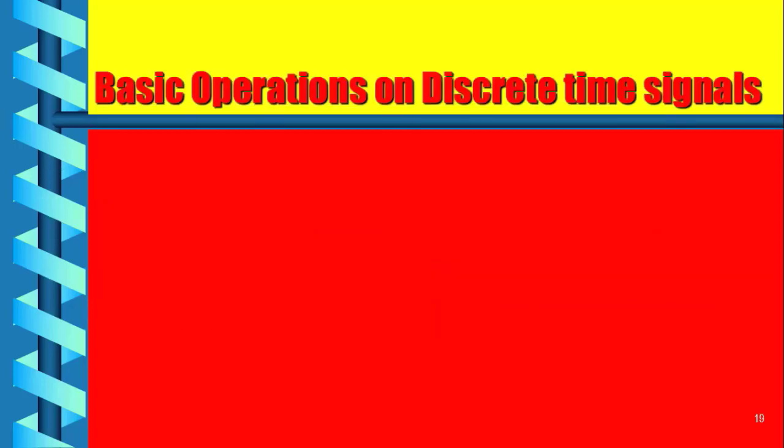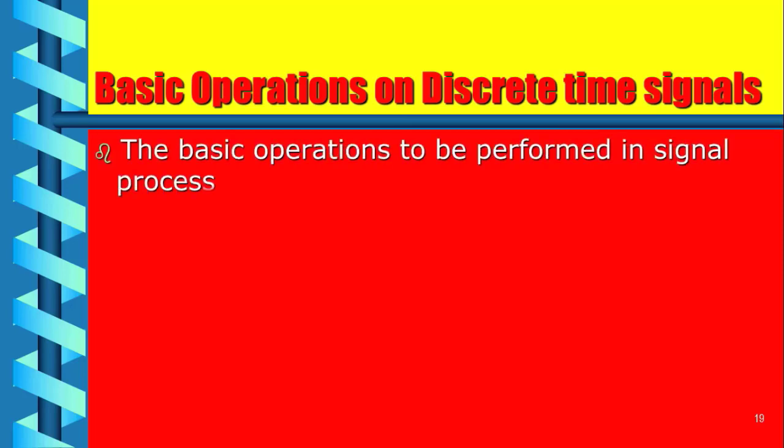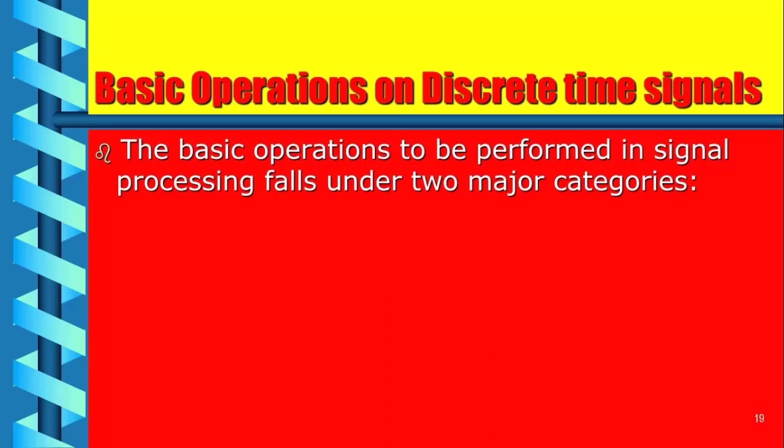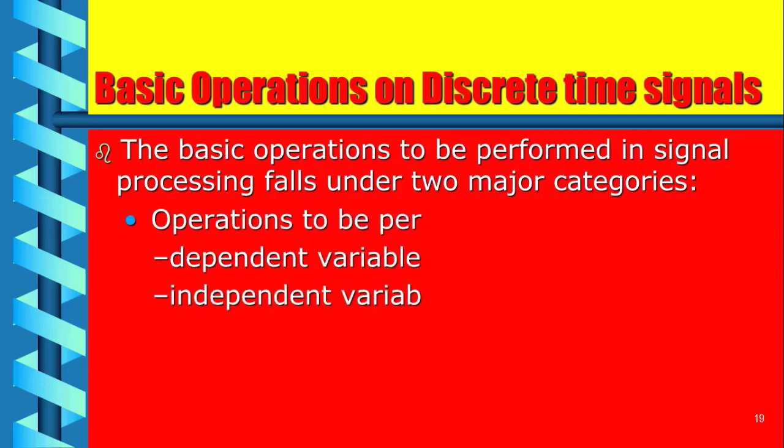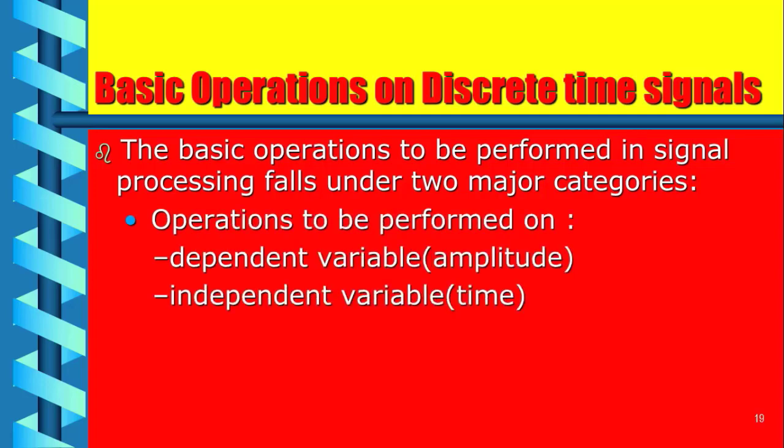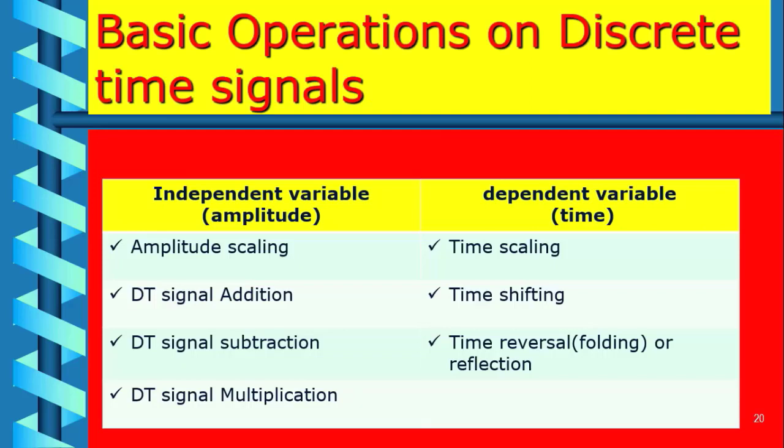Basic operations on discrete time signals. Here we'll study only the time domain analysis parts. The basic operations to be performed in signal processing fall under two major categories: operations performed on the dependent variable, and operations performed on the independent variable. So the first category includes amplitude scaling, changing the amplitude of the signal. That means increasing the amplitude of the signal or decreasing the amplitude of the signal.